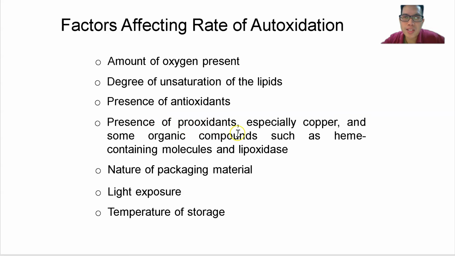And then there are pro-oxidants, which can come from your ingredients themselves. For example, the presence of copper, or heme-containing compounds, which are very prominent in meat products, or meat itself. Lipoxidase, for meat. The nature of packaging materials, whether they expose the product to light or not. A lot of packaging nowadays allows the consumer to look at what is inside. Even though that is better because consumers can see what they are buying, when the product is exposed to light, it can actually deteriorate. And the last one is the temperature of storage. Usually a lower storage temperature will reduce oxidation.